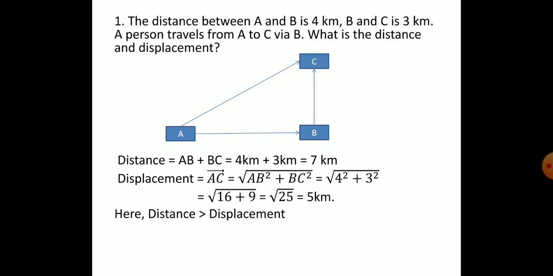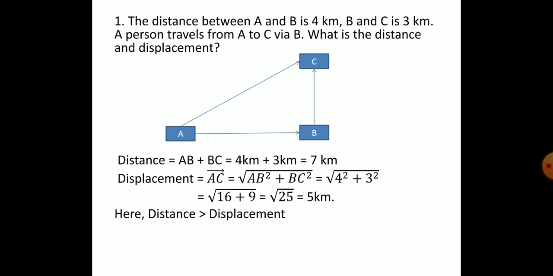So which is equal to, what is AB square? AB is 4, BC is 3. So the square means what? You have to multiply the same number 2 times. If it is 4 squared, it is 4 into 4. If it is 3 squared, it is 3 into 3. So 4 into 4, 16. 3 into 3, 9. First you have to add 16 plus 9, you will get 25. If you take the square root, you will get 5 kilometers.